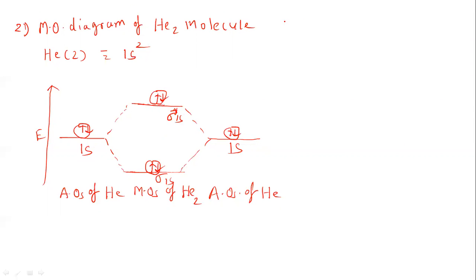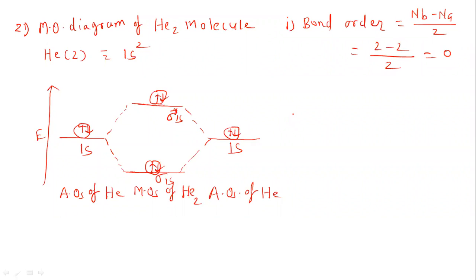So we can calculate first the bond order. On the basis of the MO diagram, we can calculate the bond order. It is equal to the number of bonding electrons minus the number of antibonding electrons, divided by 2. Bonding electrons are 2, antibonding electrons are 2, divided by 2. So 2 minus 2 is 0. So it is equal to 0.